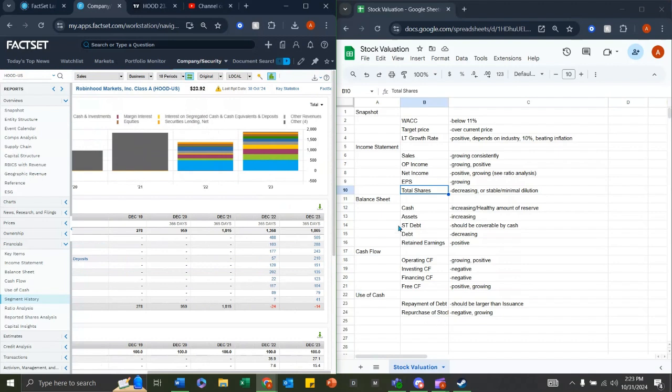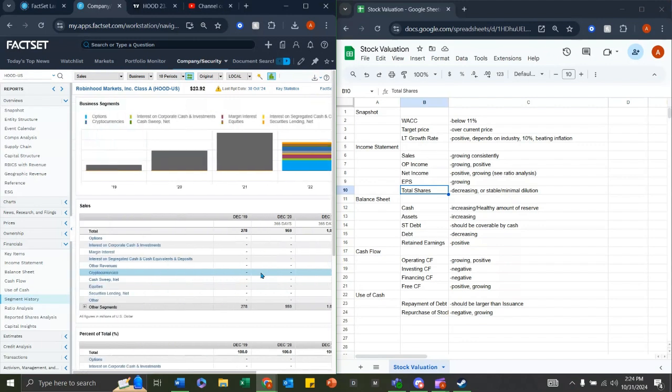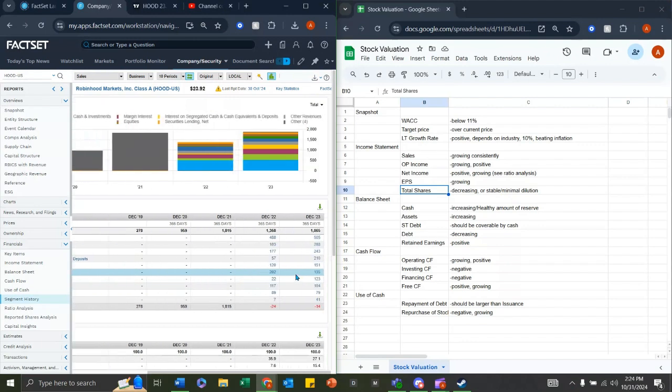I'm not going to put anything for segment history here. I just like to see the growth. It's also nice to see all of their segments increasing. So, for example, they had one here, cryptocurrencies. Now, me personally, I'm not a fan of cryptocurrencies. So the fact that their revenue is declining there, I kind of expect. It's not really a big deal for me.